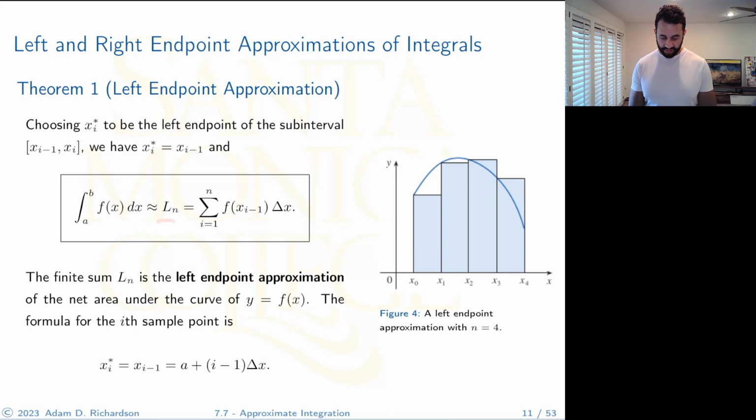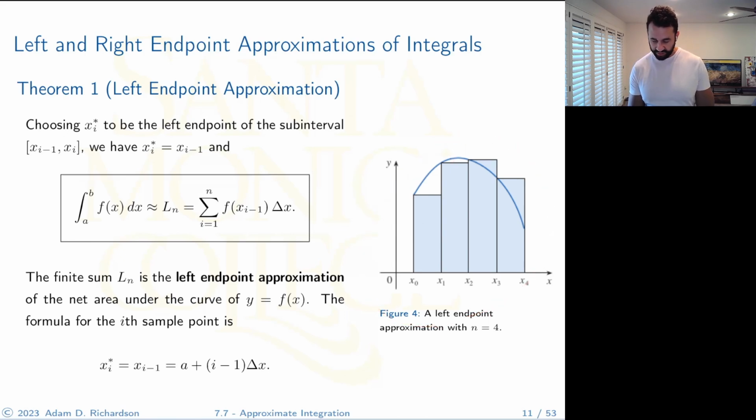So notice here, it's the same structure as the standard Riemann sum, right? Except now we're evaluating the function at the left endpoint, and we're doing that n times. So L sub n is what we call the left endpoint approximation of the net area under the curve of y equals f of x. And this is a picture of what it looks like.